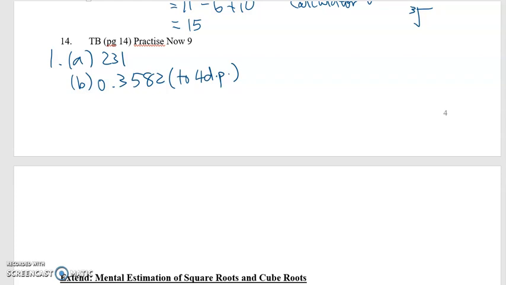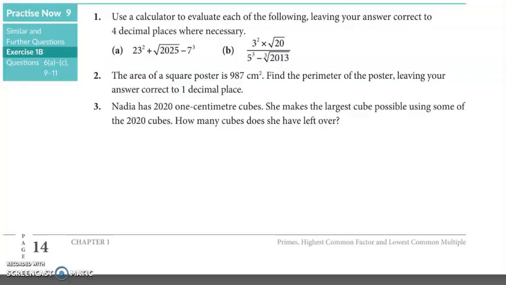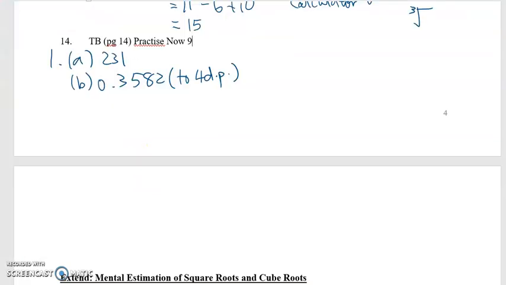Okay, so before this, we have actually looked at practice now 9, question 1, 2, 3. So you're supposed to have already tried. Okay, then check your answer for question 1A and B. For question 1, it's a whole number, so I'll just write the full answer. For question 1B, it has to be rounded off to 4 dp.